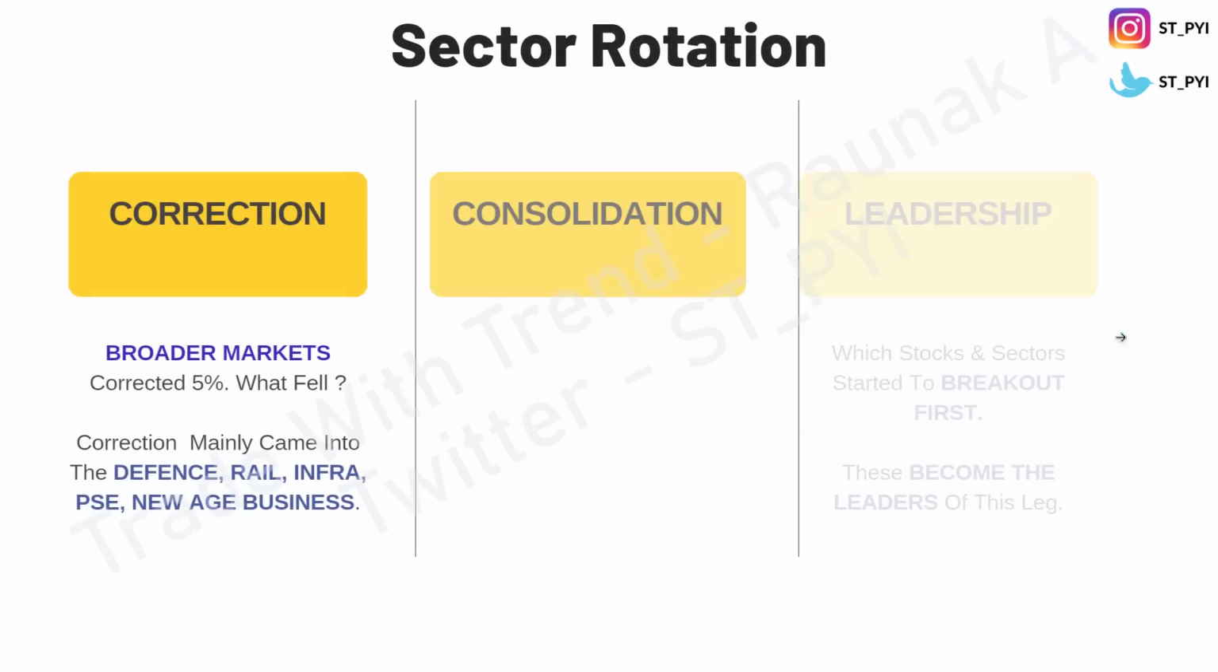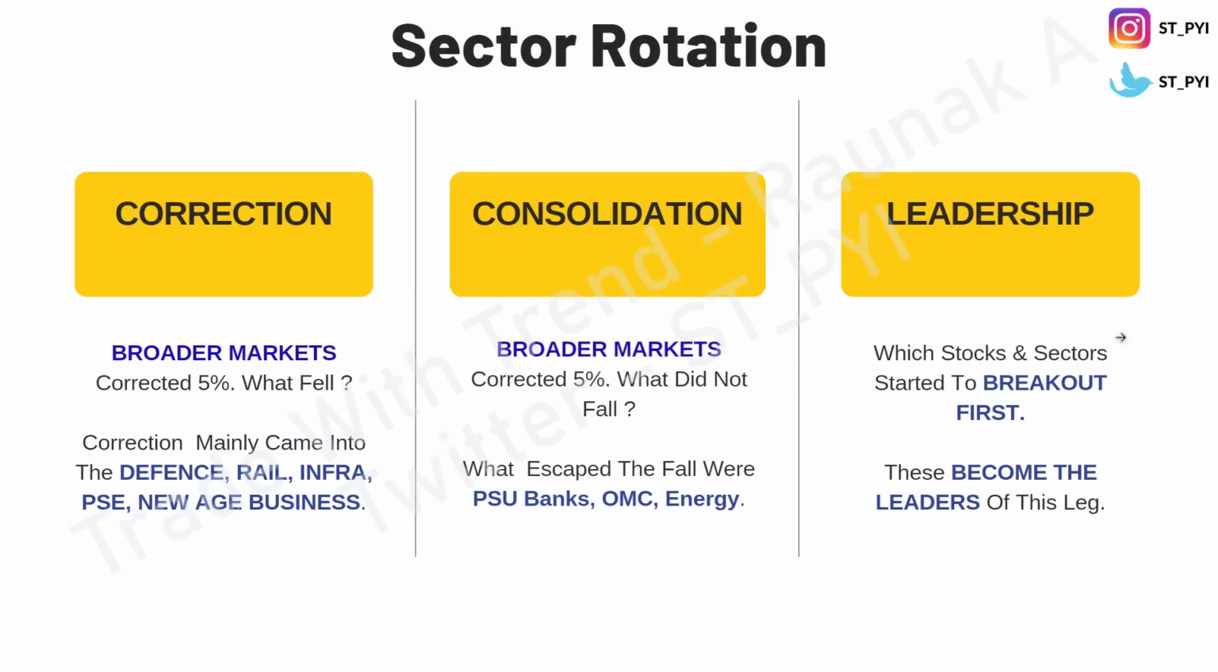So the first thing we'll begin with is understanding the intricacies of sector rotation with the help of a current example. There are three phases that have played out between January 1st and something like Thursday. I'm actually recording this on Thursday. Tomorrow again I'll be traveling, so Friday's market action I won't be able to cover. So what has typically happened is there are three phases: the correction phase, the consolidation phase, and the leadership phase.